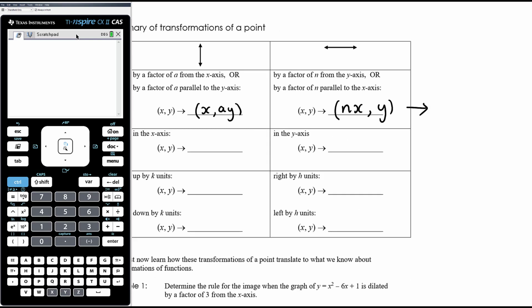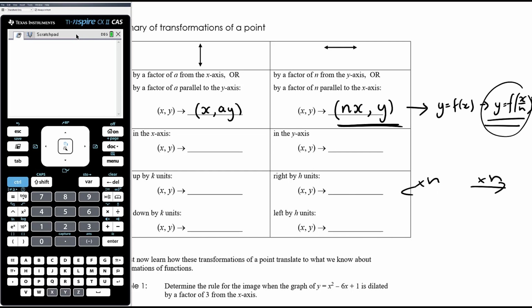When we then look at the function, we'll see that y equals f of x becomes y equals f of x on n. These are saying the same thing. They're not contradicting each other. It's really important. What happens to the point is that the x coordinate gets multiplied by n. That stretches it out by a factor of n, which is what we're trying to do. When we then look at what that looks like in the equation, it ends up looking like this.